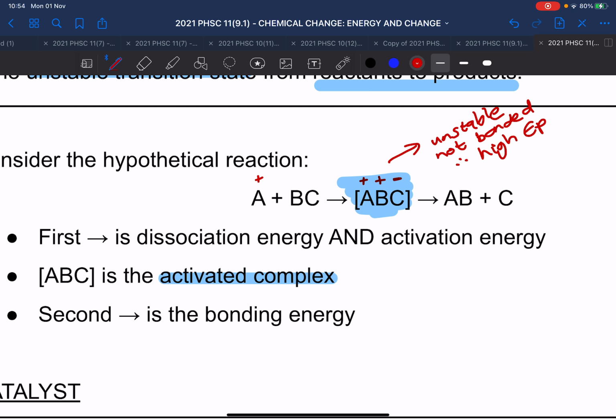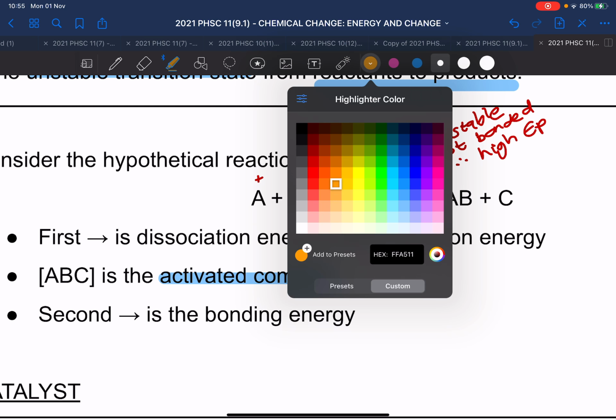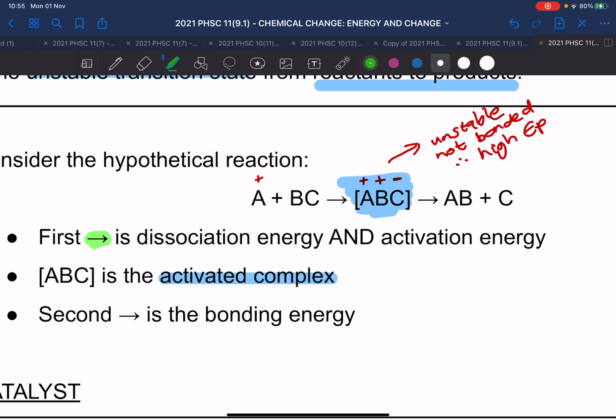Okay, so let's go through this again. We start here, then these bonds need to break. So we need energy that breaks those bonds, and that energy is called the dissociation energy, the energy that is needed to break the bonds. It's also called the activation energy. Then we have the activated complex, all the ions that are broken up, and then they mix and form again to form the product. So then they give off energy. That energy that is given off is called the bonding energy.